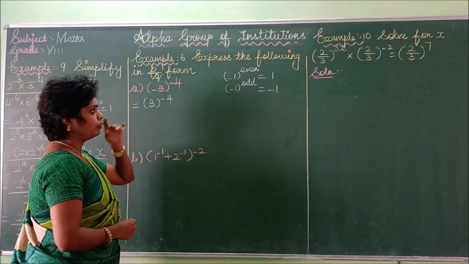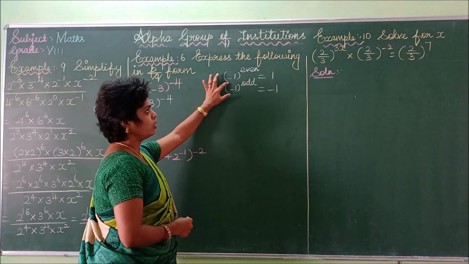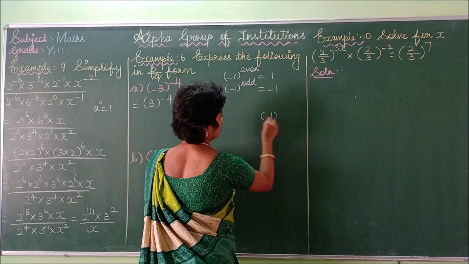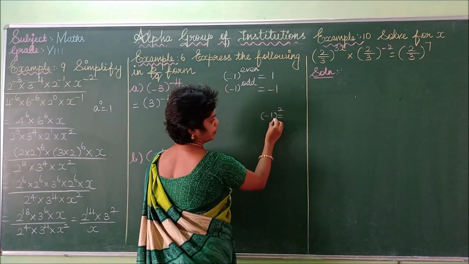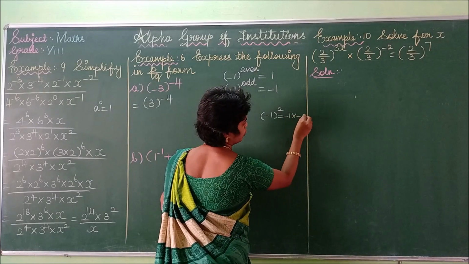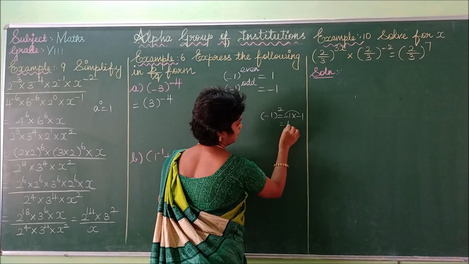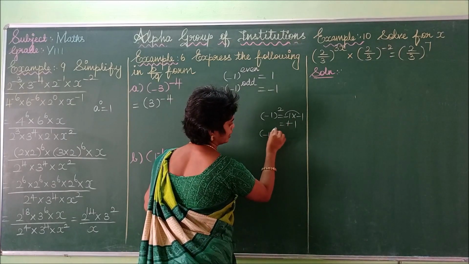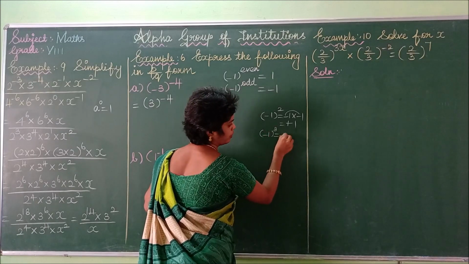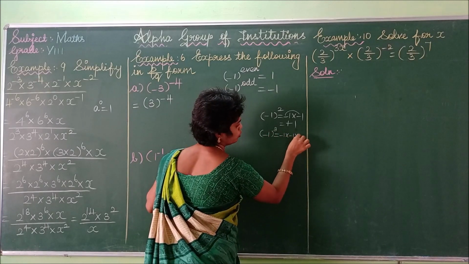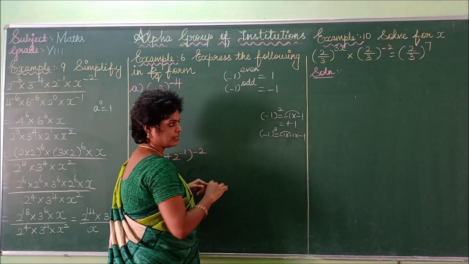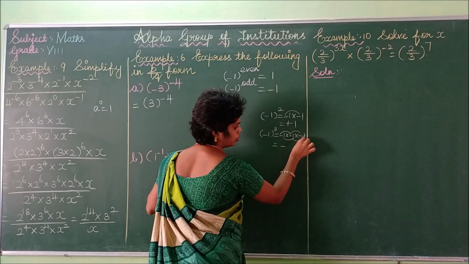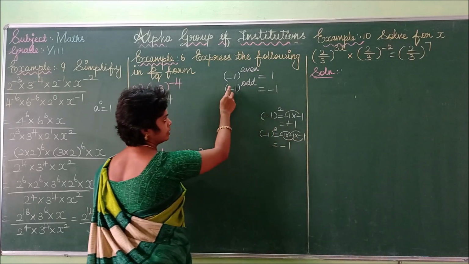For this you have to keep one thing in mind: -1 whole power even power. If it is even power, that means (-1)^2. How can you write this? -1 into -1, so minus into minus is plus, 1 into 1 is 1. In a similar way, (-1)^3 is 3 times -1: -1 into -1 into -1. Minus into minus is plus, then plus into minus is minus, and 1 into 1 into 1 gives the value 1. So this is our result.